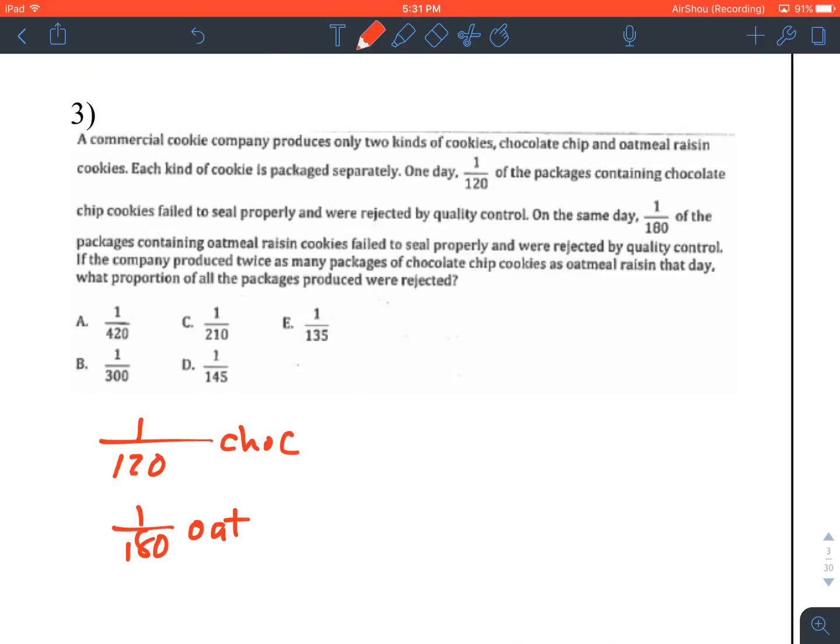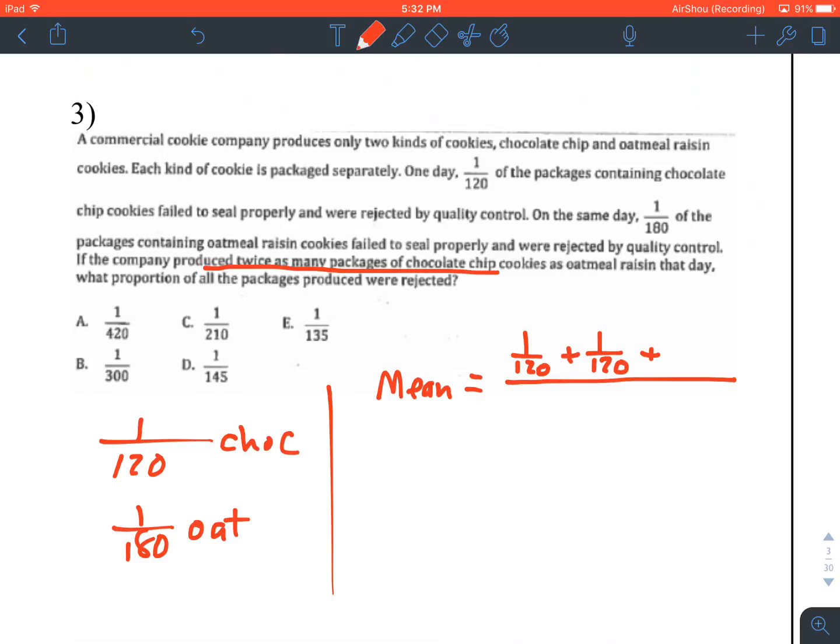So then we get to the question. If the company produced twice as many packages of chocolate chip as oatmeal, what proportion of all packages produced were rejected? This may not seem like it, but this is actually asking for a mean once again. So we have chocolate chip cookies, and it says that we're going to do twice as many of those. They produce twice as many packages of chocolate chip cookies. So we're going to use this number twice.